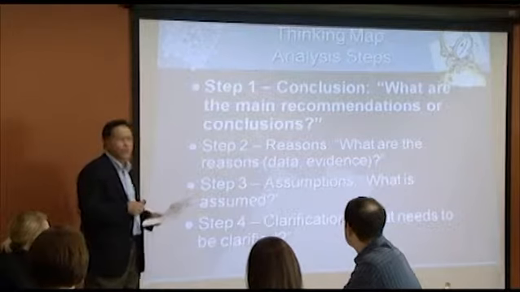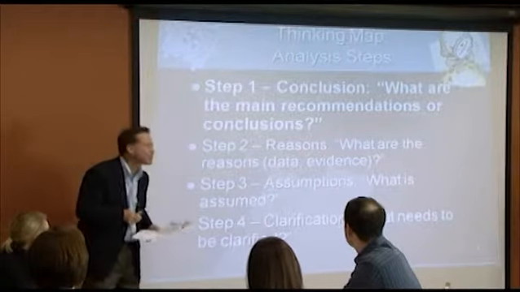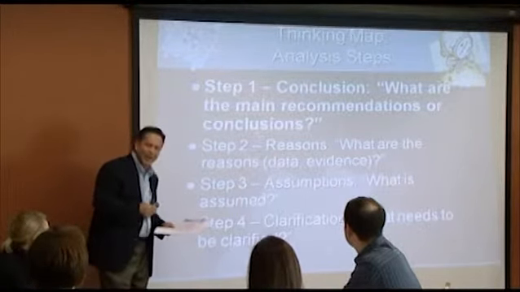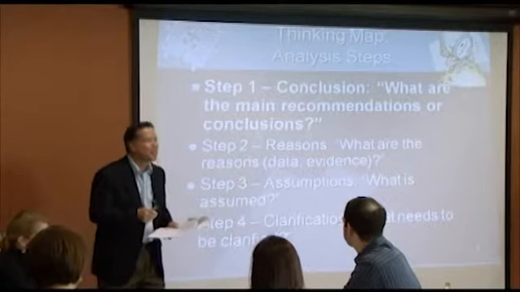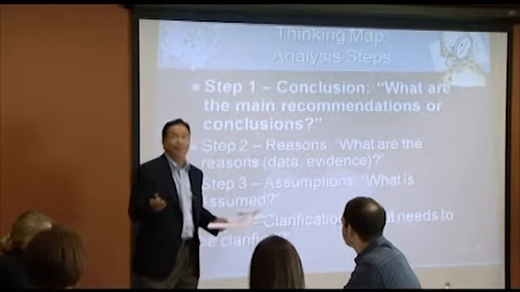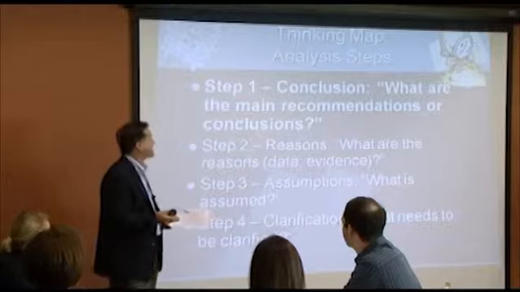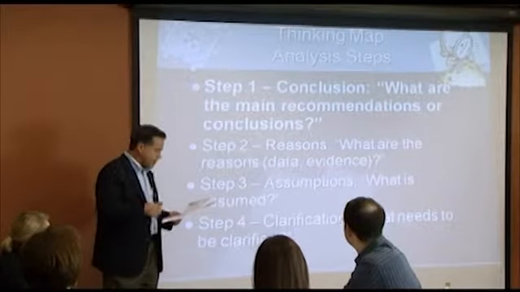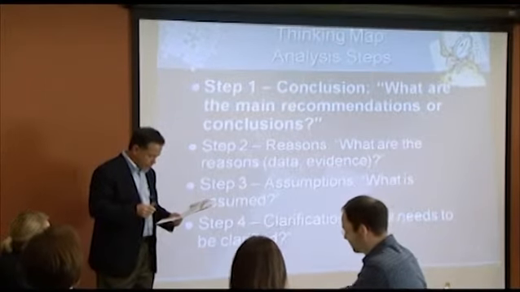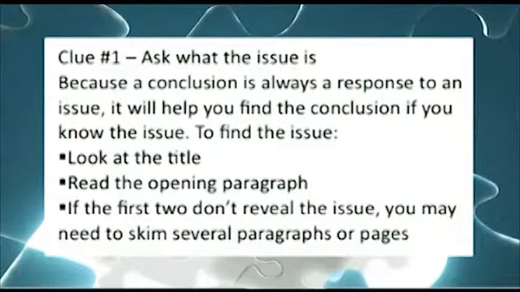Now, sometimes it's not obvious what the conclusion is. Some people don't write as well as you do. Let's face it, you're an excellent writer. Some people don't write that well, and you're looking at it going, I have no idea what the conclusion is, and I can't see their reasoning. That does happen. So there are several things that you could do. On page 5, look at clue number 1. Ask what the issue is. If you are familiar with the issue around this particular document, then it will help you to find the conclusion.